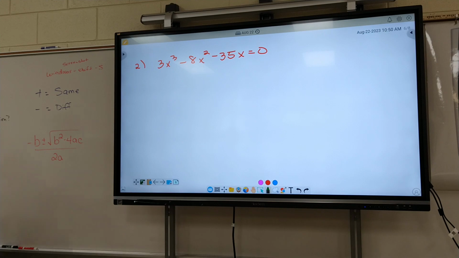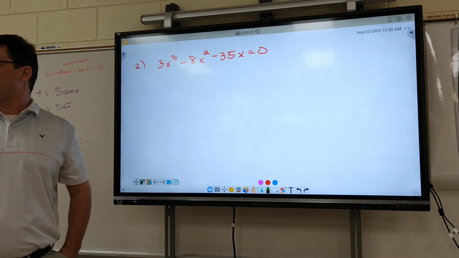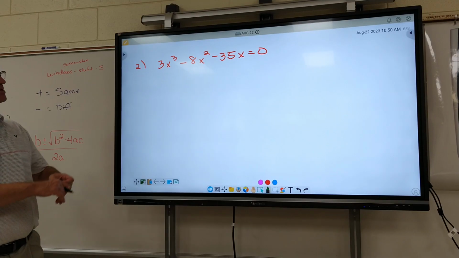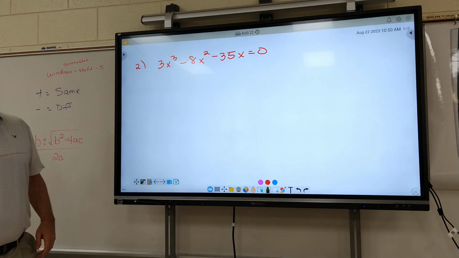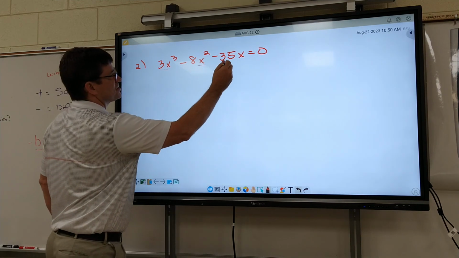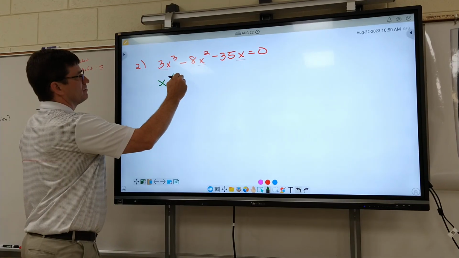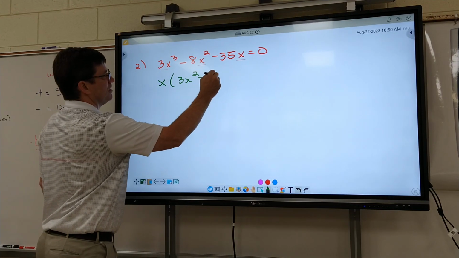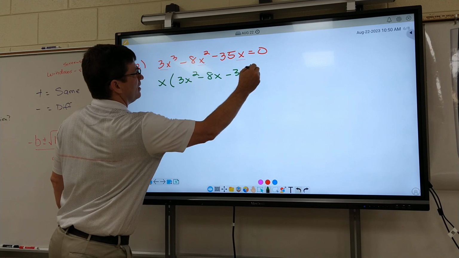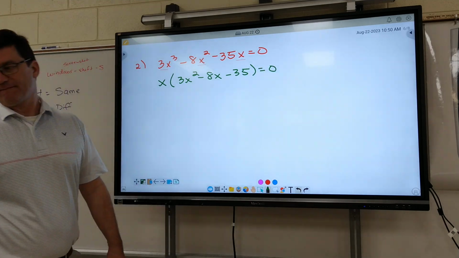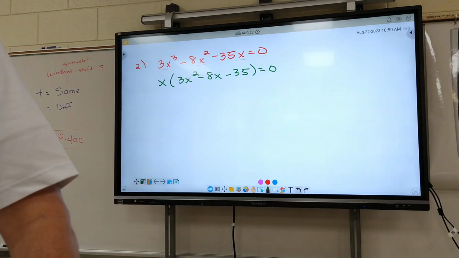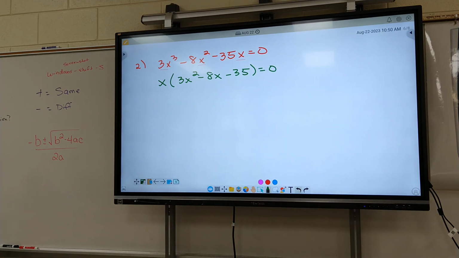All right, how many answers will we have on number 2? Look at it. Got 3 answers. What's unique about this one? Every number has an x in common. So what are we supposed to do? Take an x out. So let's do that first, and it will look like that. Write that down. This is how you do number 2 and number 3. We have the same type problems.